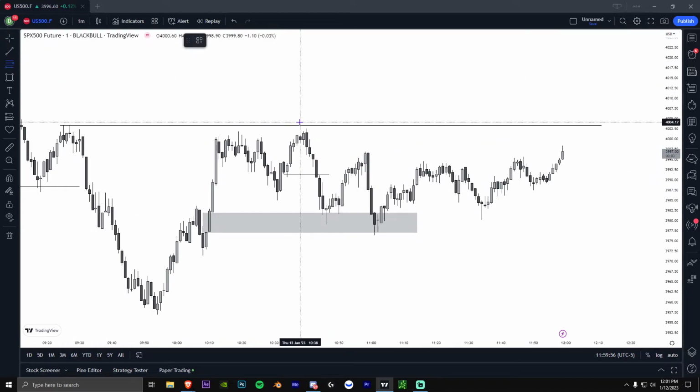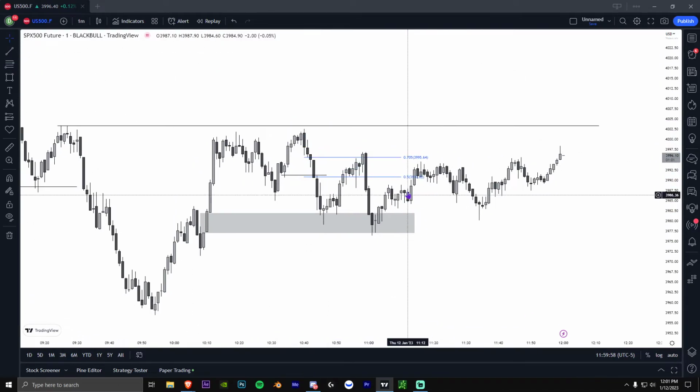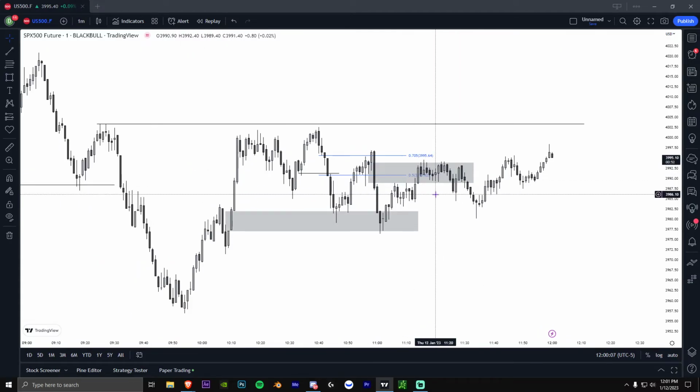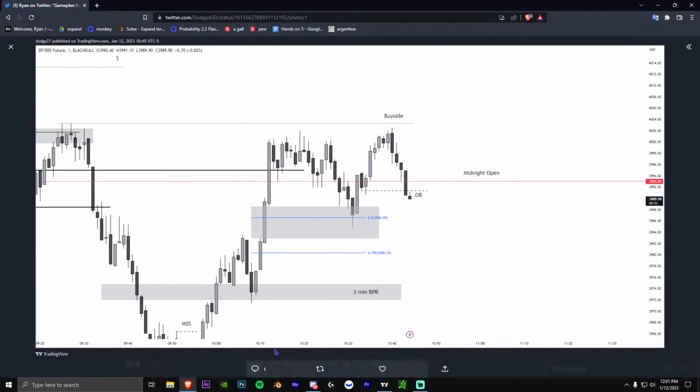Again, we retrace to the premium PD array. We go right above the 0.705, then we dump from there. And then you can obviously see we rejected this order block / fair value gap as well for another short. Again, because we broke this order block, that just shows bearish order flow, which is why it was good to stop out runners.